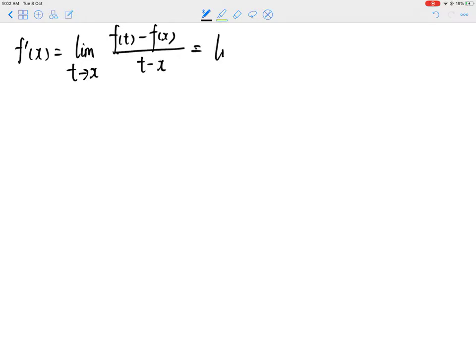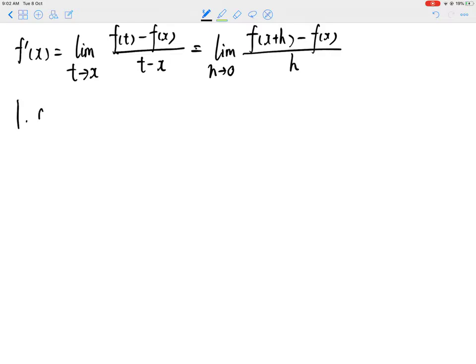Question 1, we have to use the definition of the derivative. So, the definition of the derivative f prime of x: we have two different ways to write it down. It's the limit of t approaching x of f(t) minus f(x) over t minus x, or you can also write it as the limit of h approaching 0 of f(x plus h) minus f(x) over h. So you can use either of these to solve problem 1.